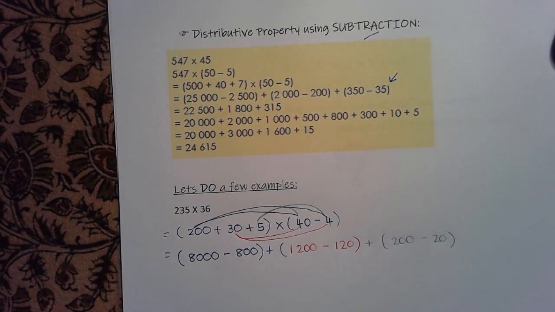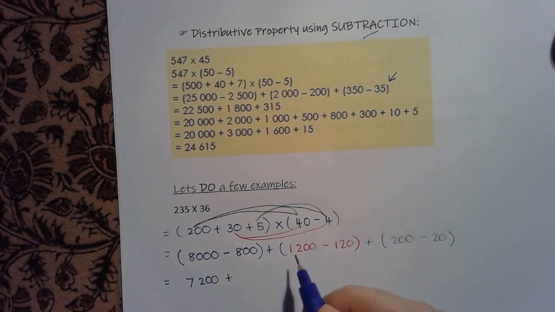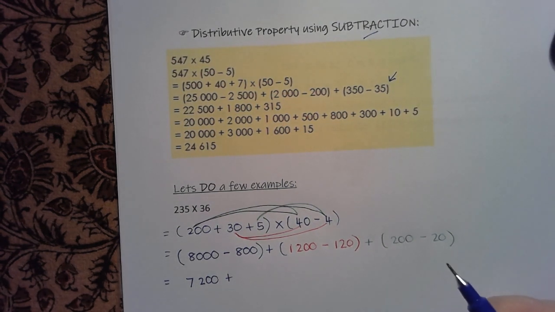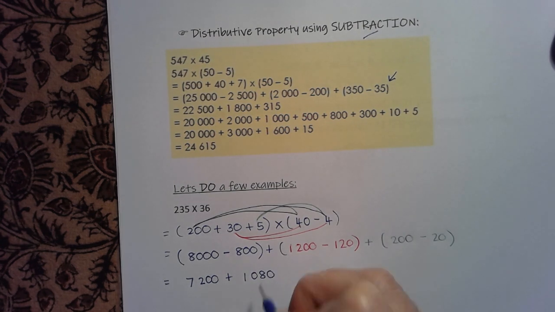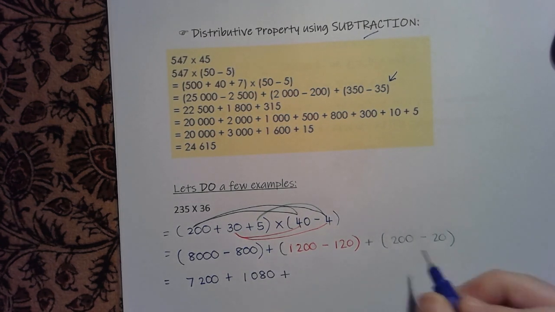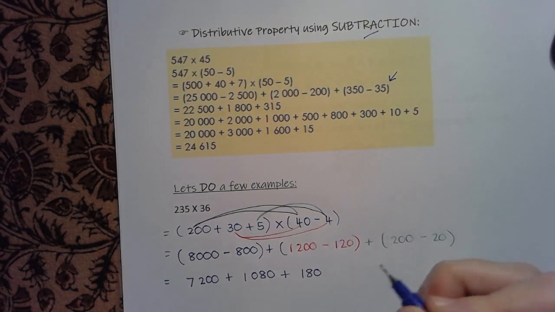Okay. Right, so now we just need to calculate what is 8,000 minus 800, and that would be 7,200 plus 1,200 minus 120, so that will be 1,080 plus 200 minus 20, so that will be 180.